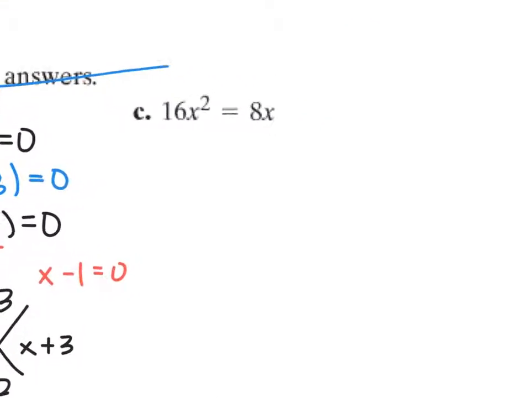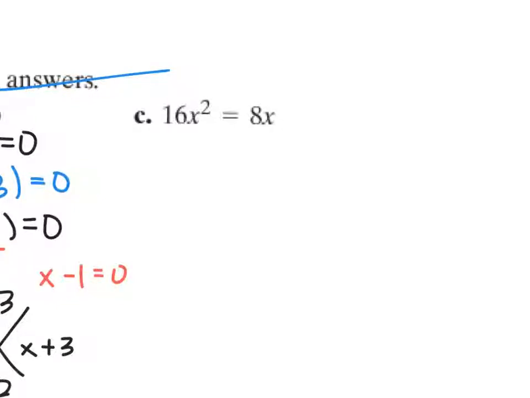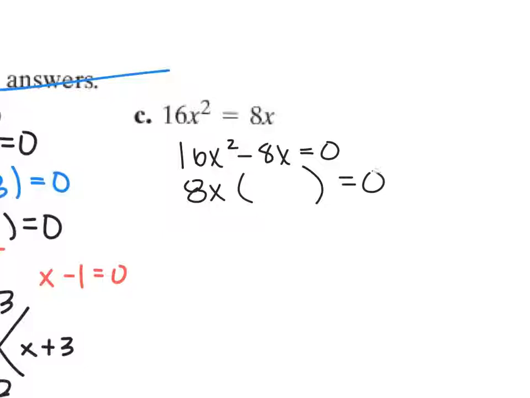Okay, C, solve by factoring. I'm going to get one side equal to 0. So 16x squared minus 8x equals 0. Then I can do greatest common factor. So the greatest common factor is going to be 8x. So I can divide this by 8x to get 2x, and this by 8x to get 1.